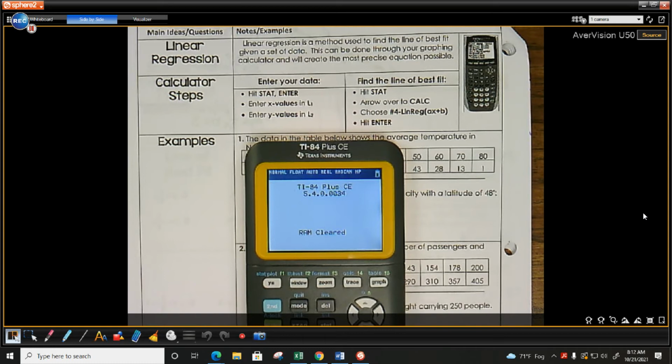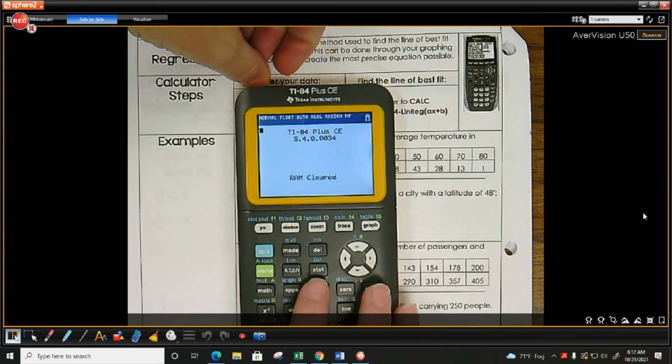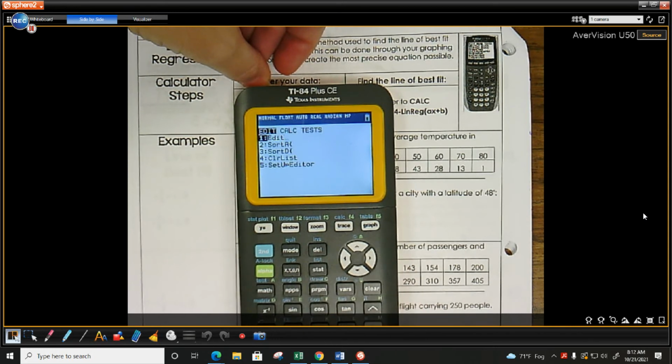Okay. We good? We all have our calculator cleared. Okay. It says go to stat. Stat is right below the delete button. Do we all see that? It's to the left of the arrows. Hit stat. Follow along with me so our screens all look the same. So hit stat. And then we're going to do enter. And now we should have a screen that looks like this. We good?